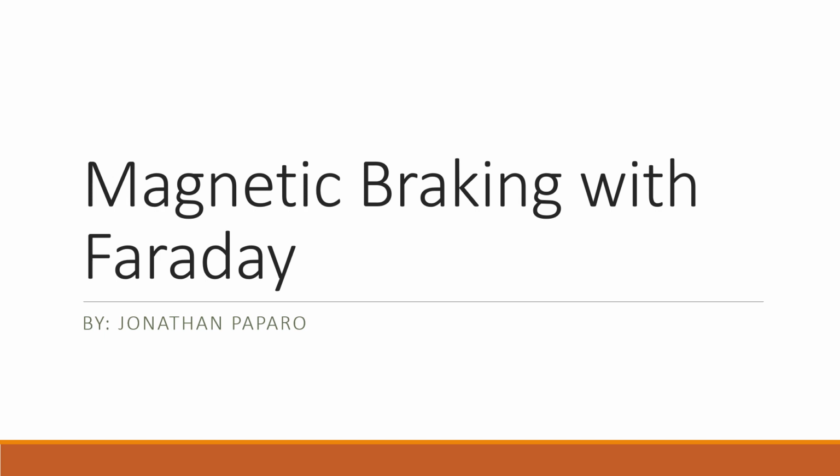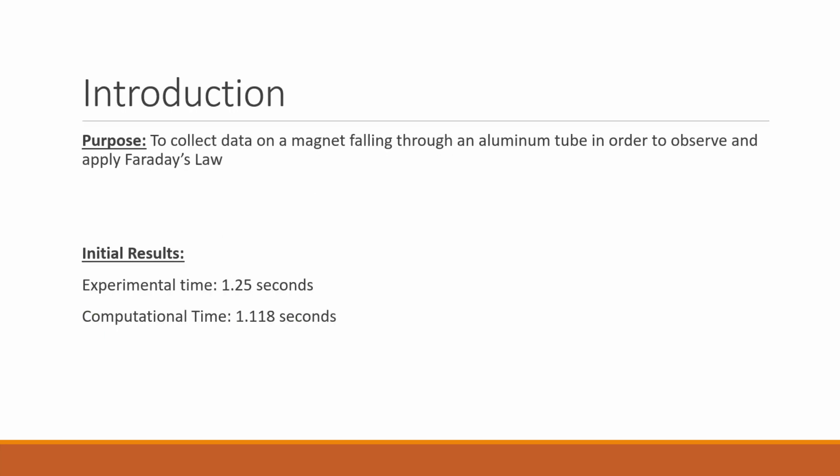Okay, this is Lab 5, Magnetic Braking with Faraday, and my name is Jonathan Paparo. The purpose of this lab is to collect data on a magnet flowing through an aluminum tube in order to observe and apply Faraday's law. The experimental time was 1.25 seconds, and the computational was 1.118 seconds.